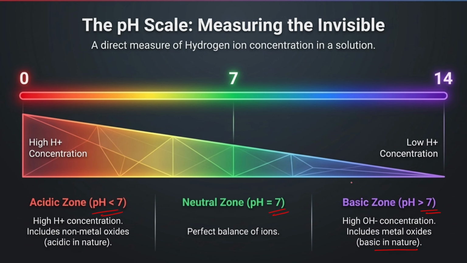So can you write metal oxide? Metal oxides fall into this category. In this category we have non-metal oxides. So these are acidic.